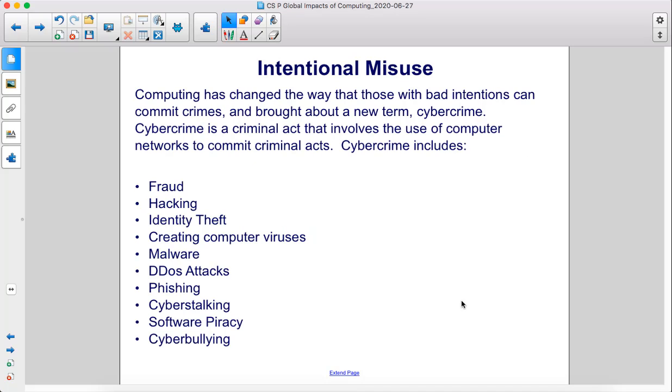Computing has changed the way that those with bad intentions can commit crimes and brought about a new term, cybercrime. Cybercrime is a criminal act that involves the use of computer networks to commit criminal acts. Cybercrime includes fraud, hacking, identity theft, creating computer viruses, malware, DDoS attacks, phishing, cyberstalking, software piracy, and cyberbullying.